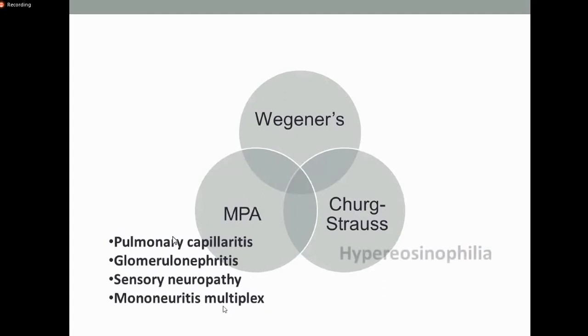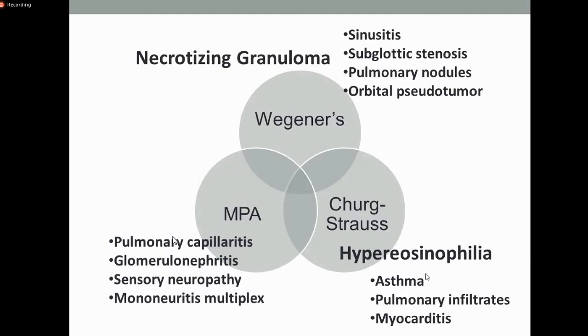A combination of ANCA in vasculitis, this was already discussed. The necrotizing granuloma formation is seen in these three types of vasculitis, Wegener's, MPA, and Churg-Strauss. I have given you the main pathologies or signs and symptoms and systems affected.